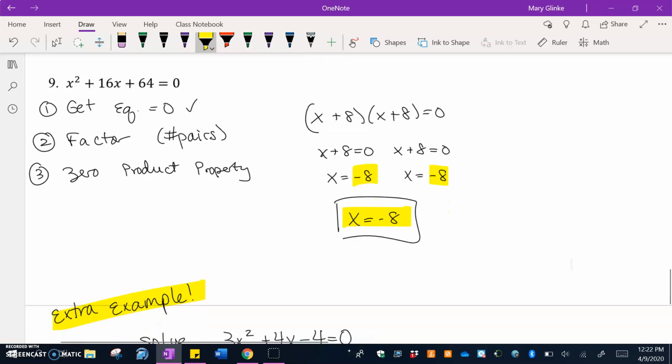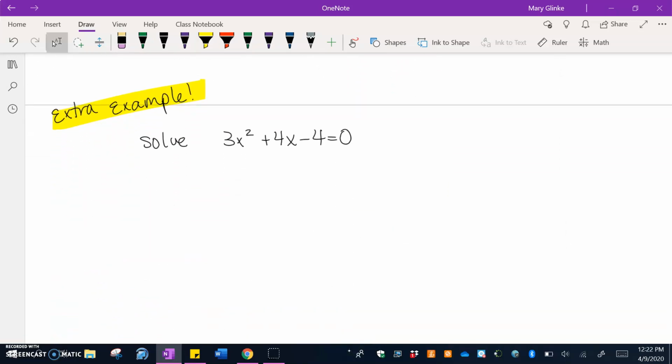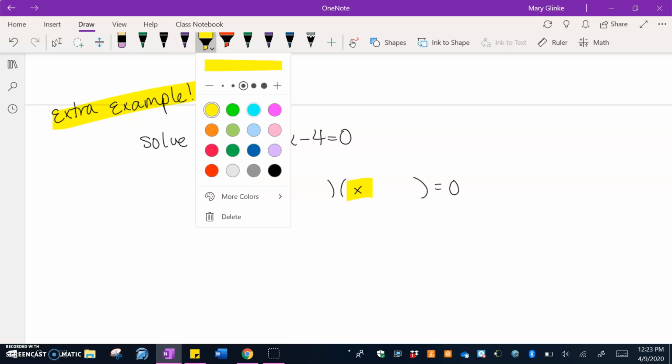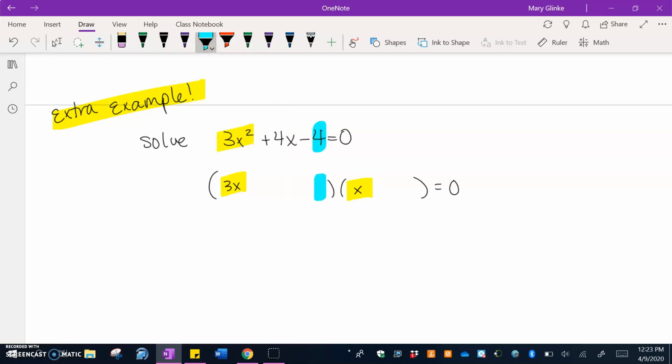So let's try one more example here where you have to do guess and check in order to factor this one. It's already equal to 0. So another reminder for guess and check is the first numbers have to multiply to get 3x squared. It's going to end up being a 3x and an x for this one. The last two numbers have to multiply to get a 4. So you can either guess 1 and 4 or 2 and 2. It really doesn't matter which one you guess. I'm going to go ahead and guess 1 and 4. Let's see if this works.